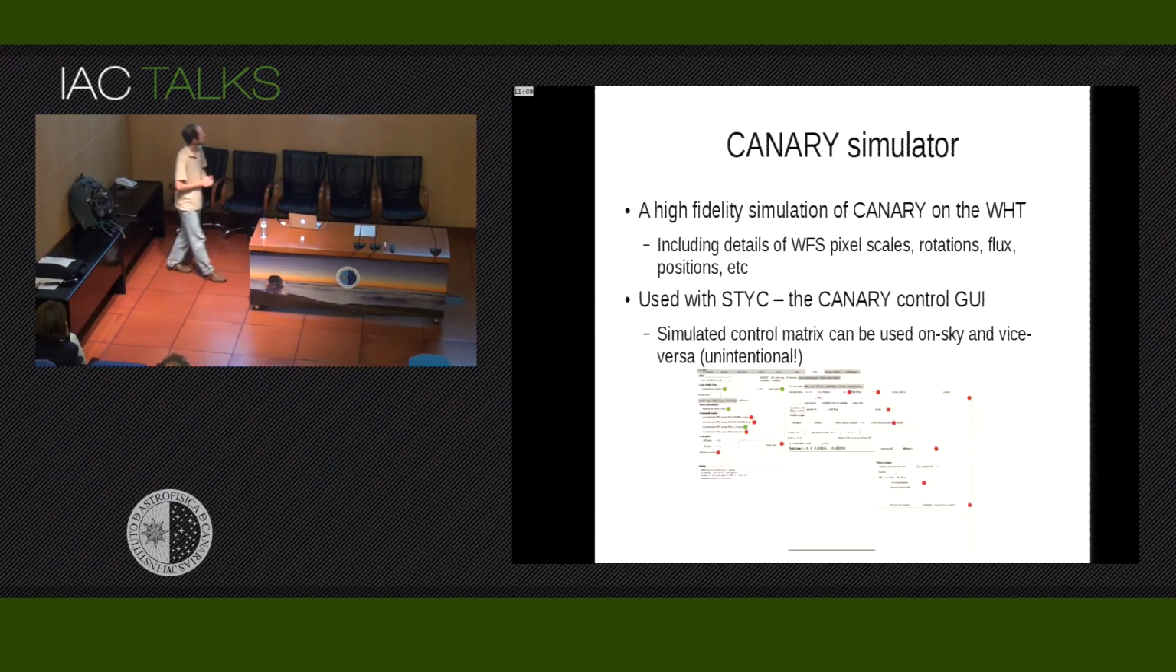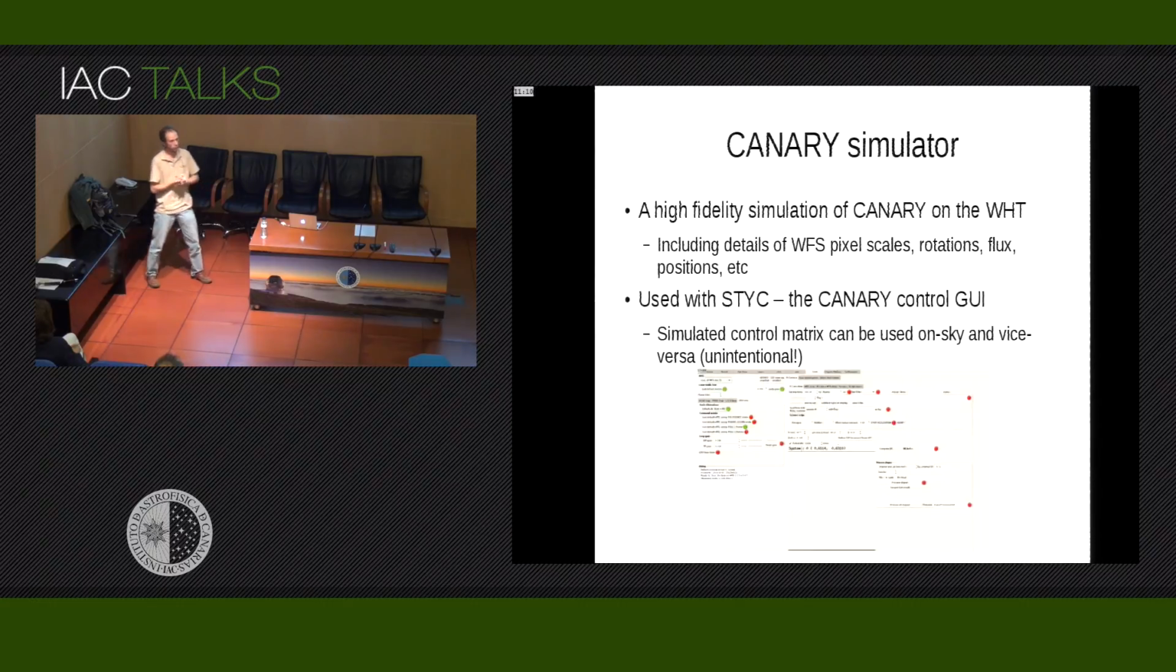It's one that we use with CANARY. So the CANARY simulator is a high-fidelity simulation of CANARY on the William Herschel Telescope. It goes into details like wavefront sensor pixel scales. So the different wavefront sensors, the LGS and the NGS, all have slightly different pixel scales. They're all rotated different ways as well. So that's all in the simulation. Guide star flux, positions of these guide stars on sky, misalignments and so on.